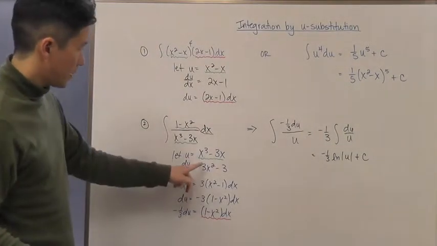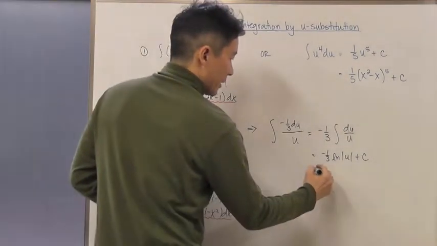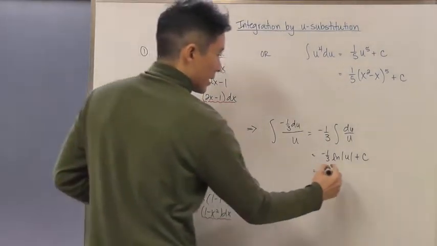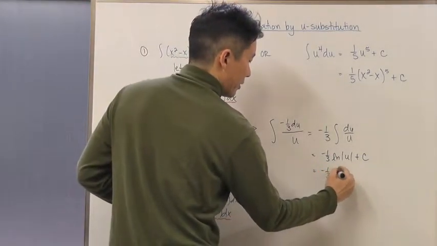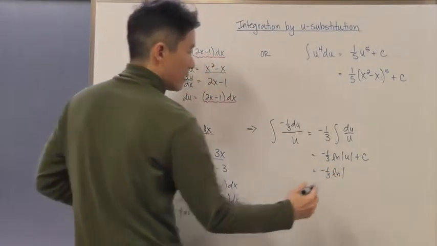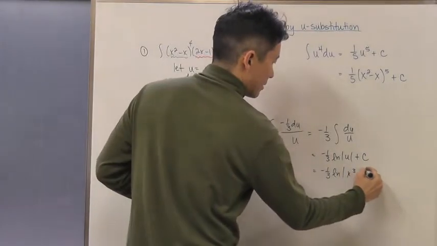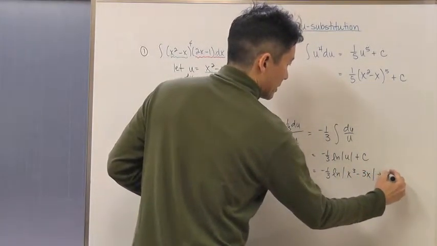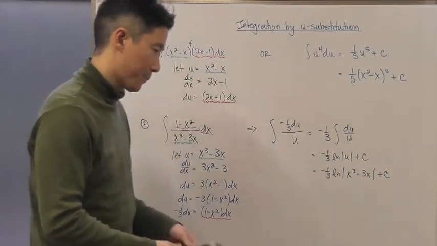And then I just have to resubstitute the value of u in terms of x. So this is going to be negative 1/3 natural log of the absolute value of x to the third minus 3x plus c. Okay, and then you're done.